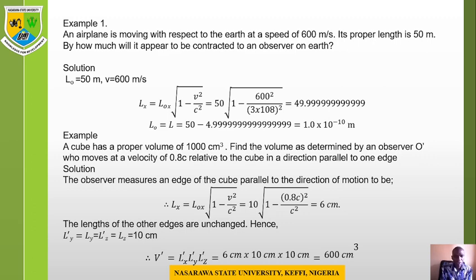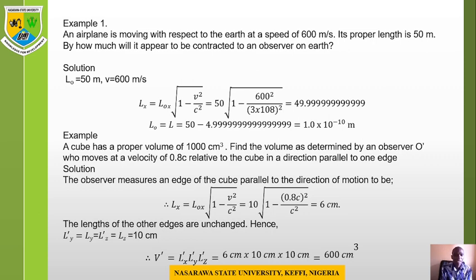So the solution now: the observer measures an edge of the cube parallel to the direction of motion to be, still using the same expression, L equals L naught times the square root of 1 minus v squared over c squared. You substitute the values given in the question. After solving we get 6 centimeters.